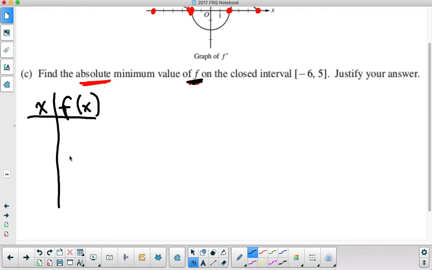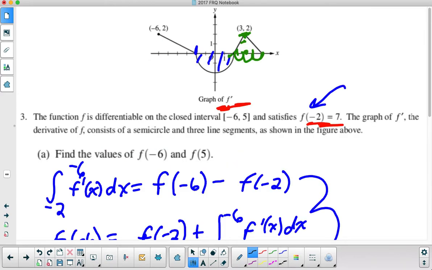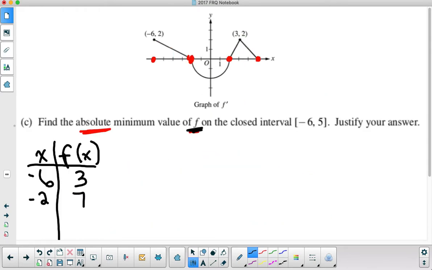X. Remember those values from part A because they're going to come into play here. We actually only need to check one of these values. So endpoints, -6. We already know that from part A. We know f of -6; we did that up above. That was 3. The next one, -2. Well, we already know f of -2. That was given to us in the problem. That's just 7. If we look right here, we know f of -2 is 7. We already know that part of the table.